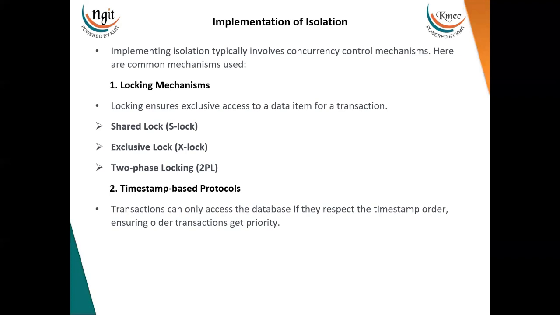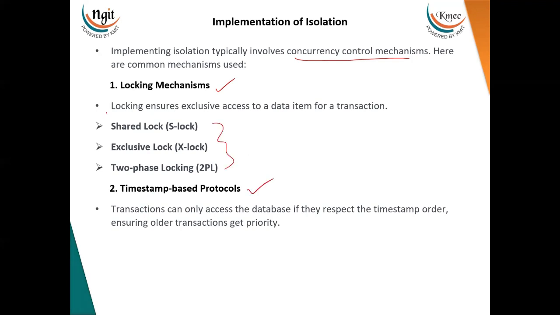Now let us see what is the implementation of isolation. Implementing isolation typically involves concurrency control mechanisms. What are concurrency control mechanisms? We need a concurrency control mechanism to ensure the consistency and integrity of the data in the database. Like locking mechanisms, and we have timestamp based protocols.